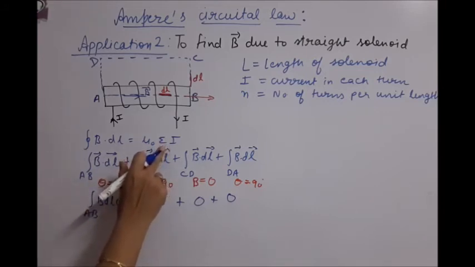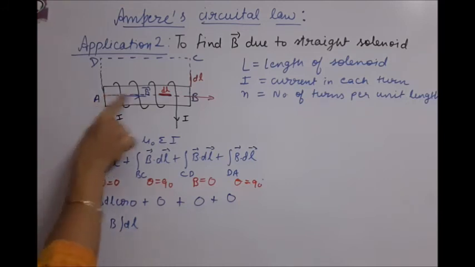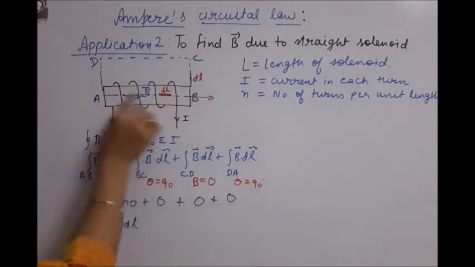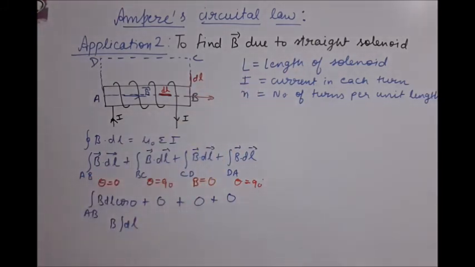Now let us simplify it. Cos 0 is 1, B is taken out, and dl remains inside the integration. Now what about the integration of dl? Here dl was the part of this length. So what is the integration of dl? That means the whole length from A to B. What is the total length of the solenoid? L. So we will write B into L as the answer. The integration of dl is L only.